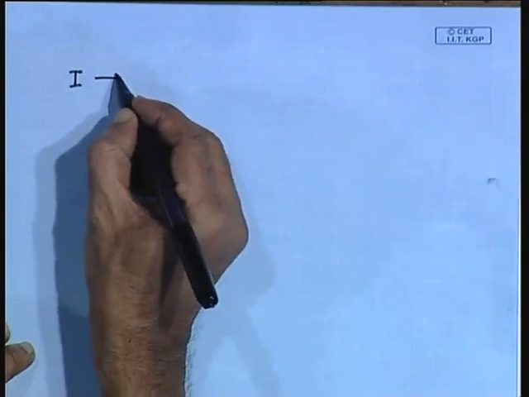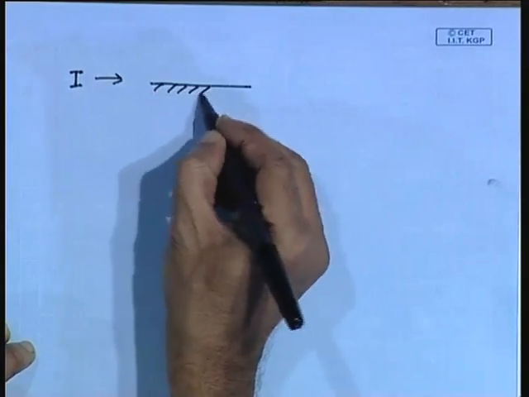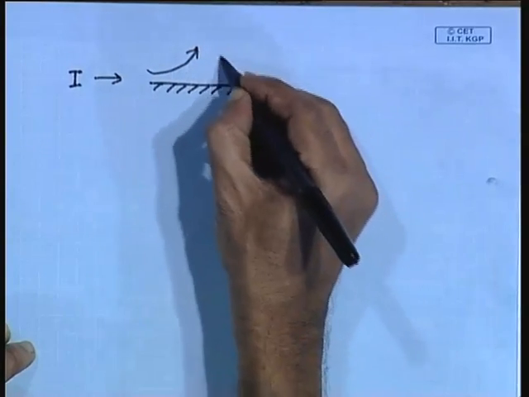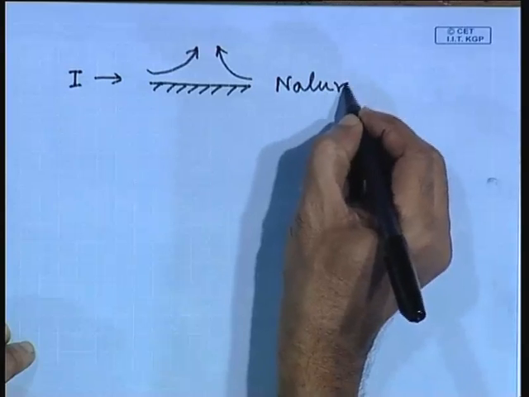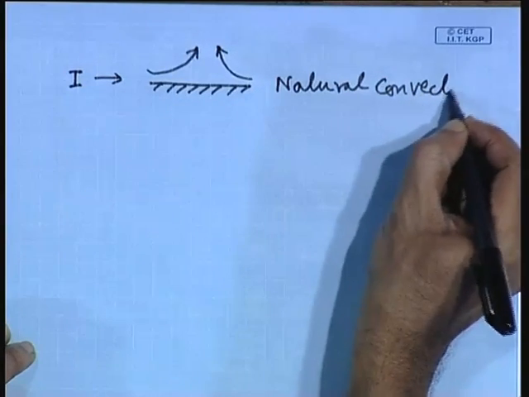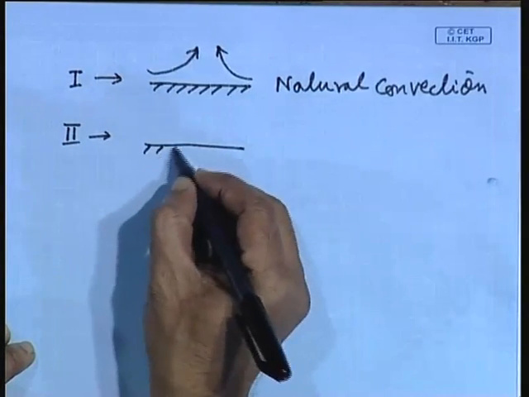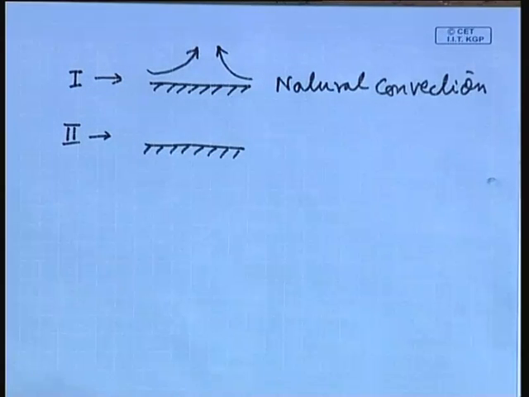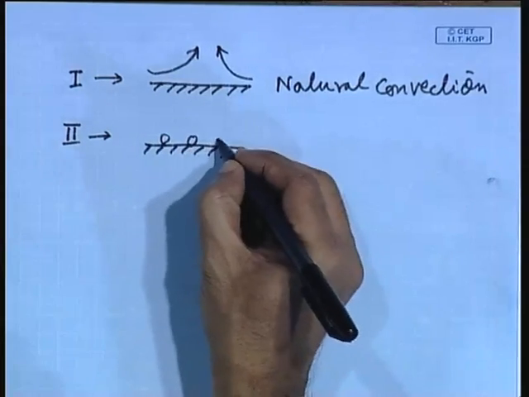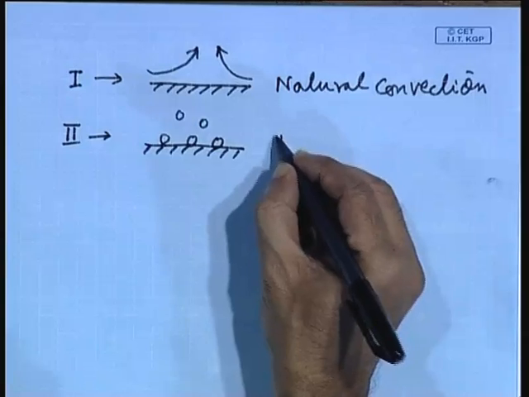Then regime 2, we will get the regime of isolated bubble. So, I think for the convenience, I can give you a small sketch of these regimes. So, this is your natural convection, regime 1. Two is the regime of isolated bubble. So, now what has happened? Now, the solid surface temperature is more than the saturation temperature. So, bubbles are generating. So, this is isolated bubble.